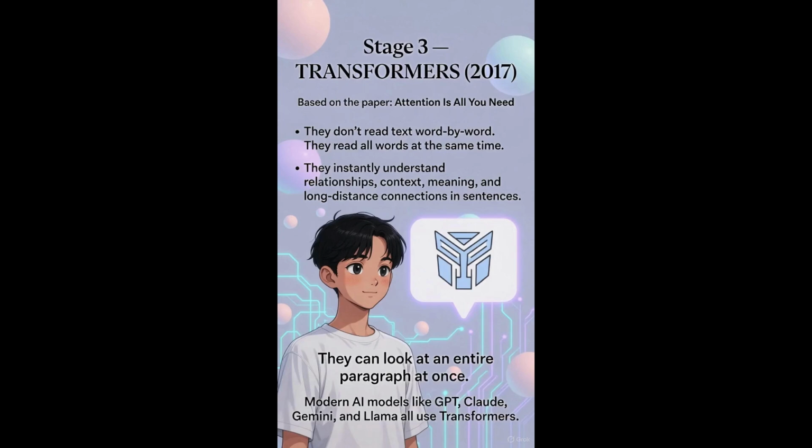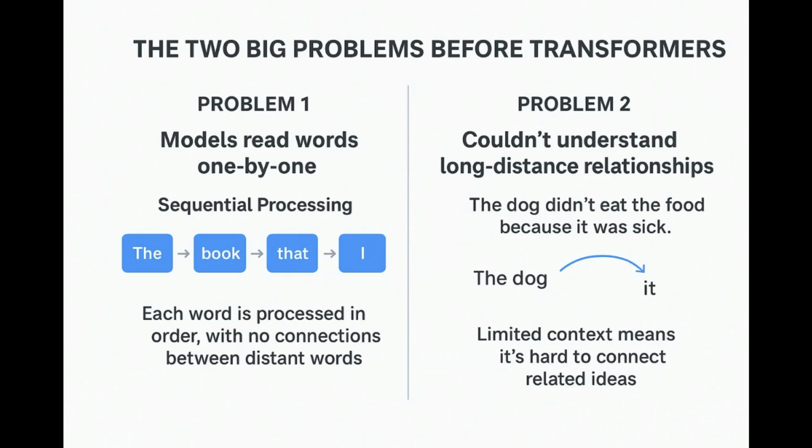Why? Because transformers don't read text word by word. They read all words at the same time. This gives them instant understanding of relationships, context, meaning, long-distance connections between words, and everything. Here they solve two big problems.